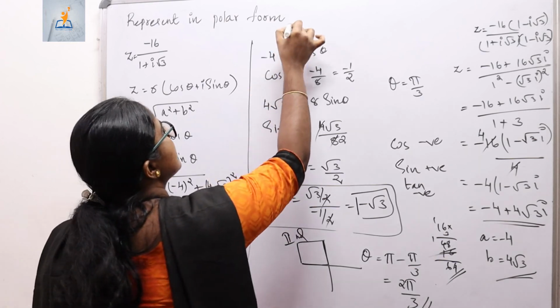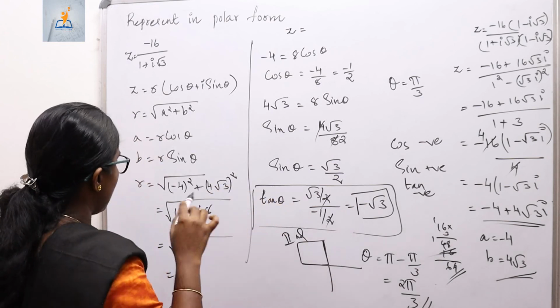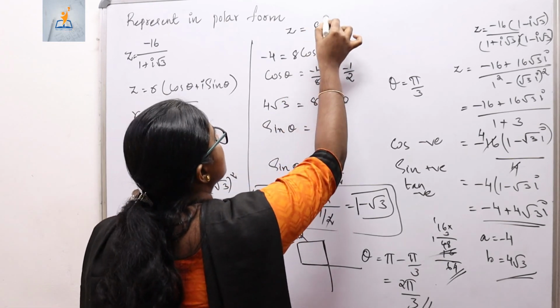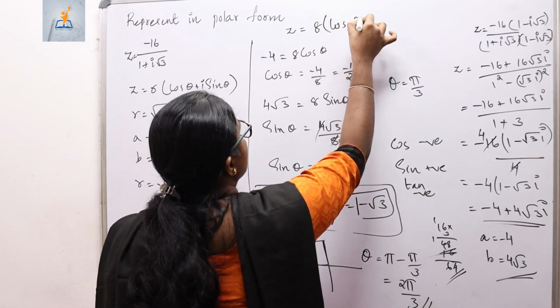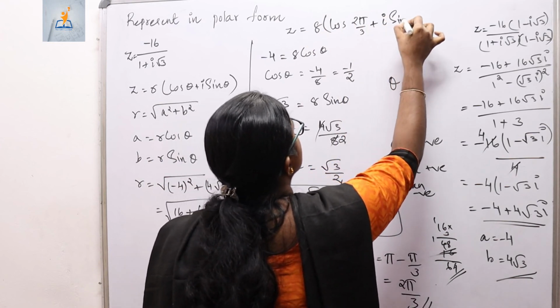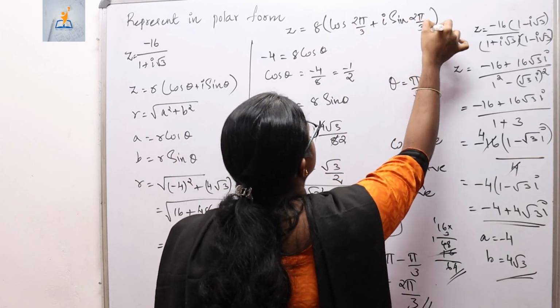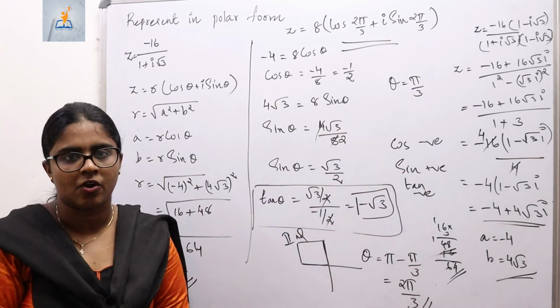So we can write the polar form as z is equal to r into cos theta plus i sin theta, that is 8 into cos 2 pi by 3 plus i into sin 2 pi by 3. So this is the required polar form of the given complex number.